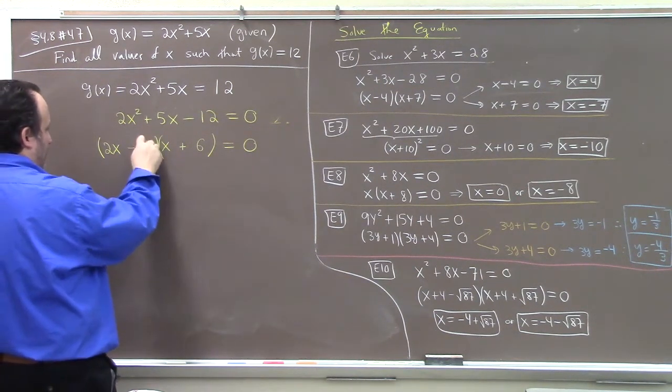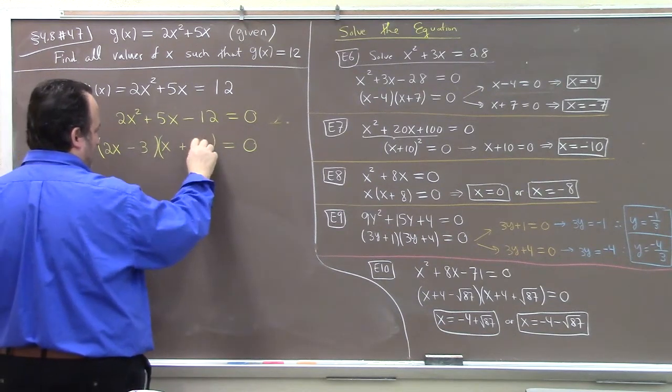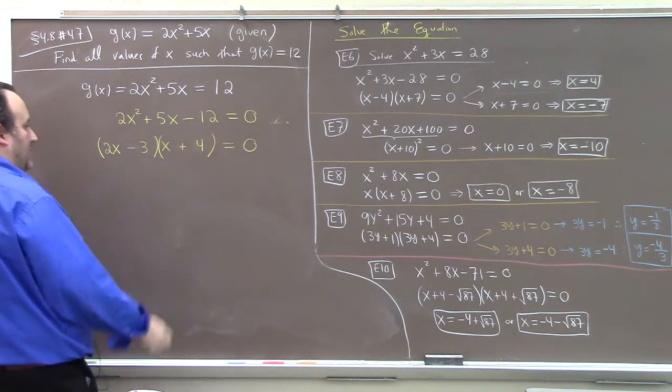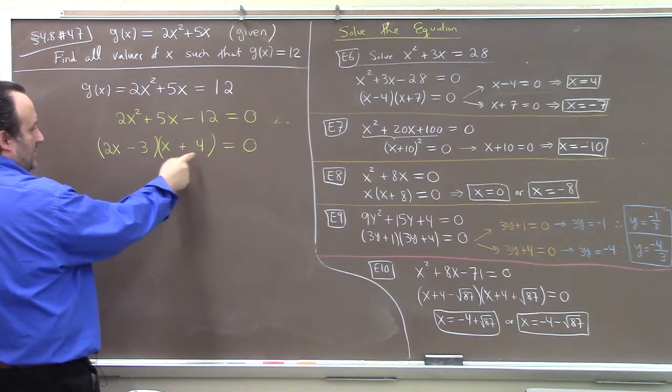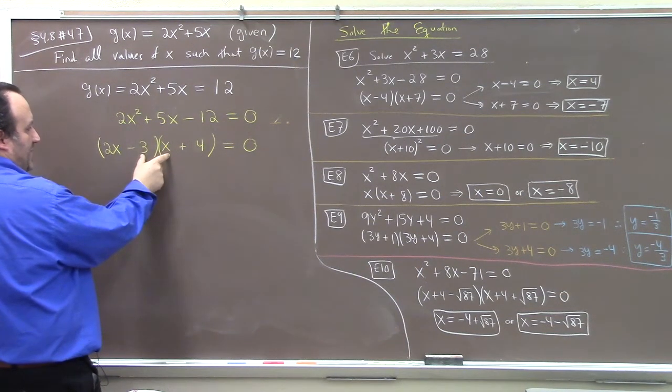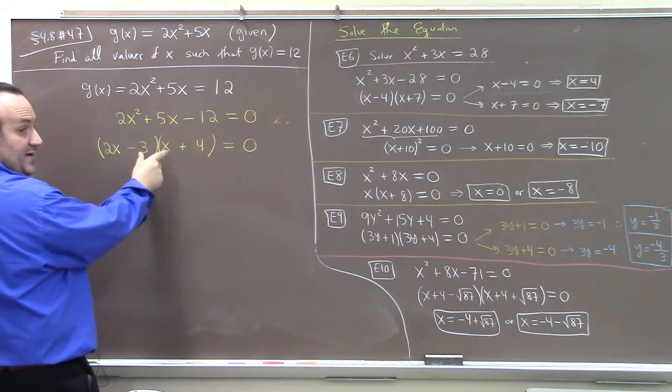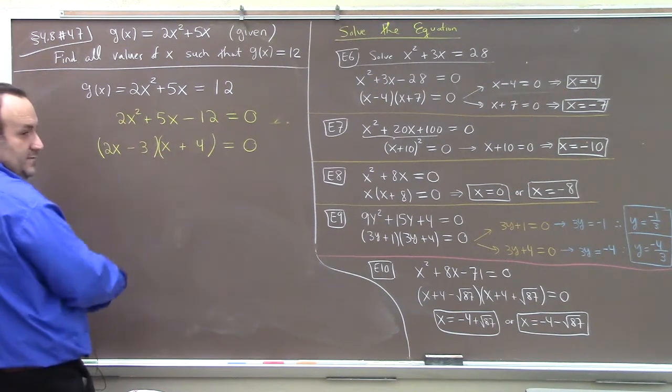What if I put a 3 here and a 4 here? How's that go? 2 times 4 is 8. Minus 8 minus 3, hey, that's 5. So there.